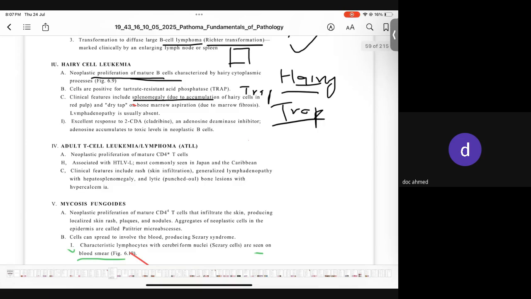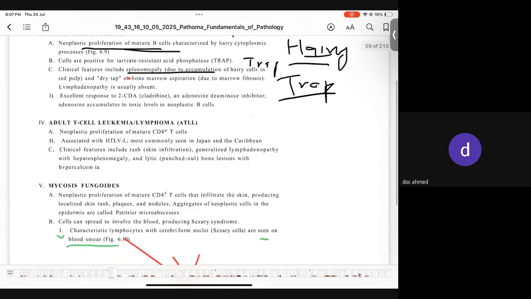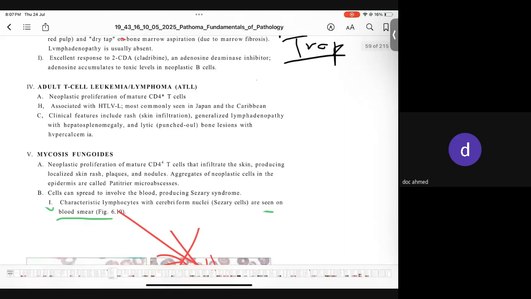But yes, I'm going to tell you that, okay? So then we have adult T cell leukemia. Believe me, in this chapter, in this topic, if you only know the classification which I just told you, you can answer each and every MCQ if you only know the classification, right? Okay. So adult T cell leukemia.